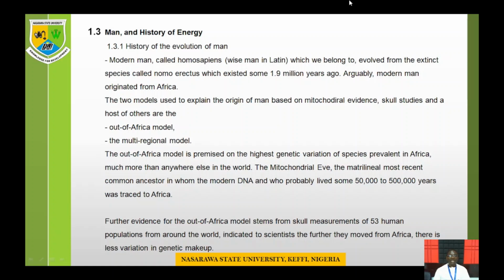The Out of Africa model is premised on the highest genetic variation or species prevalent in Africa, much more than anywhere else in the world. The mitochondrial Eve, that is the matrilineal most recent common ancestor in whom the modern DNA, who probably lived some 500,000 years ago, was the source of all the data that was used to buttress the Out of Africa model.